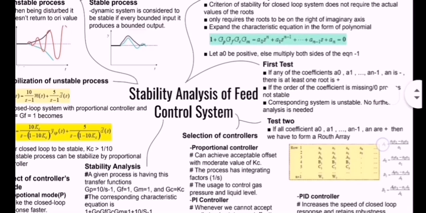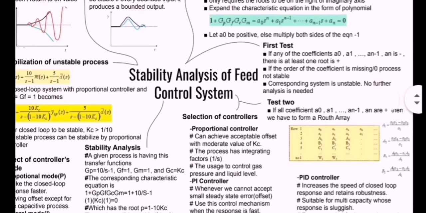While in test 2, if coefficients a0, a1, an minus 1, an are positive, then we have to form the Routh array, which is the formation you can see in this light yellow box. So the equations of a1, a2, b2, b1 are given at the sides of the light yellow box.